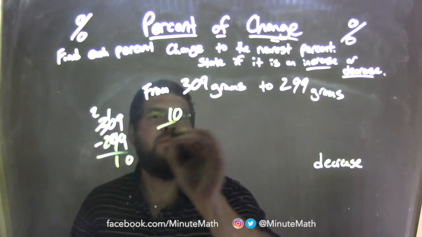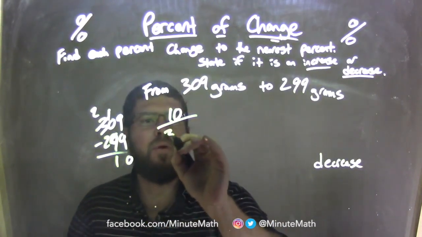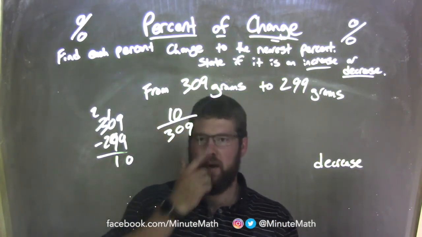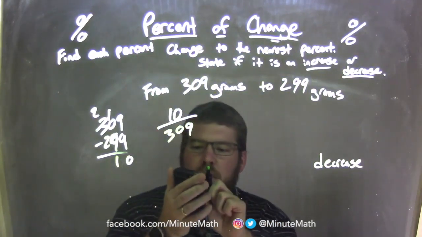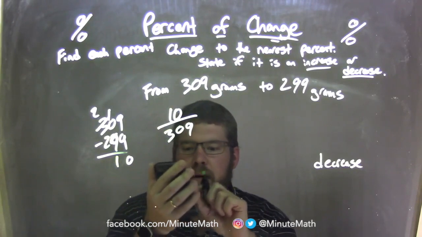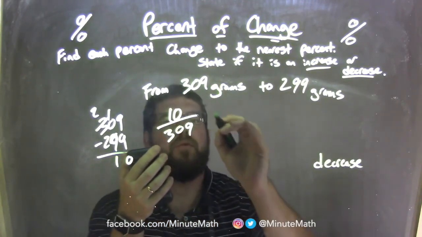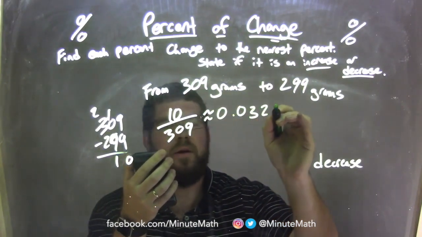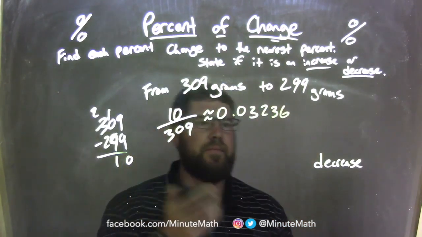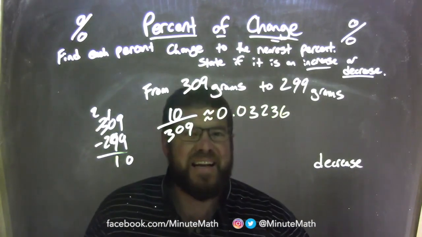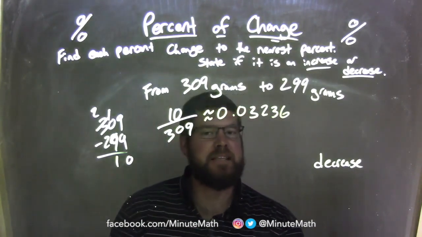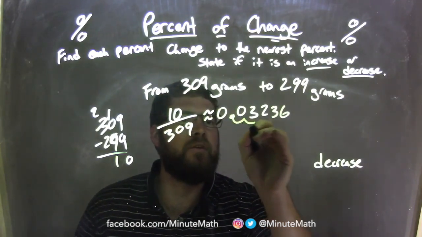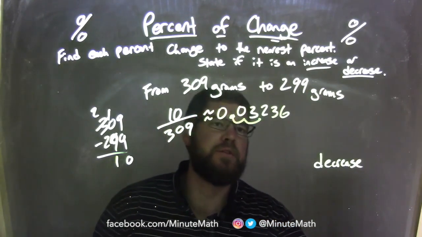We take that 10 and we divide it by our first number, 309. So 10 divided by 309. Let's use our calculator here. It's going to be a small little percent. 10 divided by 309. We're left with approximately a decimal of 0.03236. Okay? Well, that I need to convert to a percent. The decimal, I need to convert it to a percent. So we take that decimal and we move it over 2 units. 1, 2. So now we have 3.236.